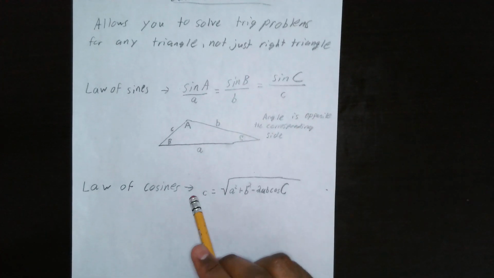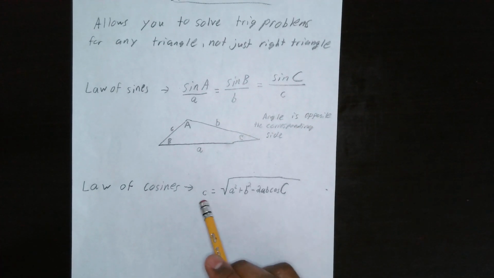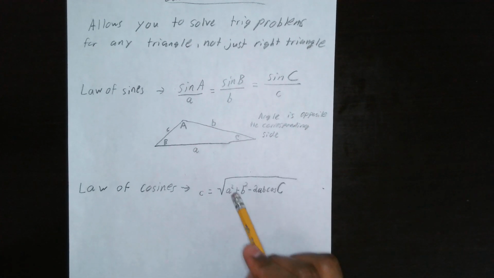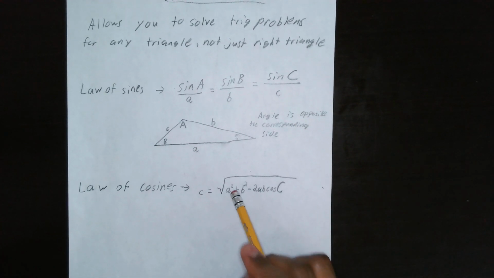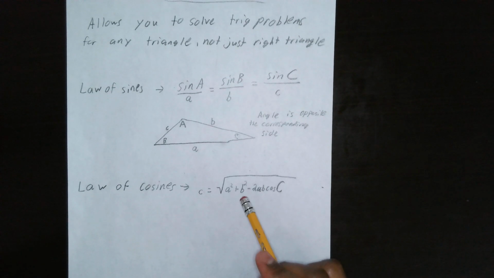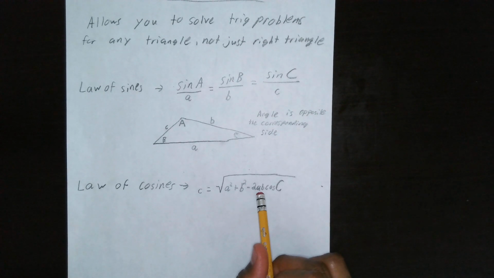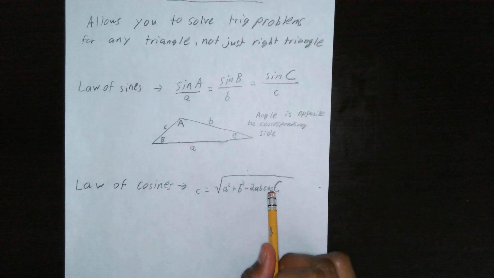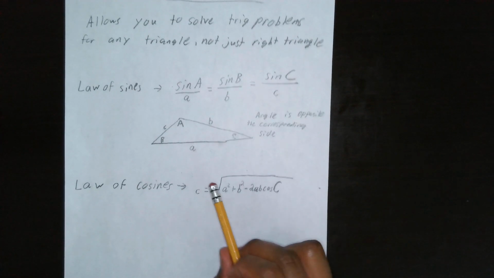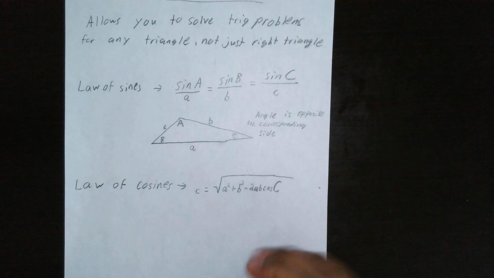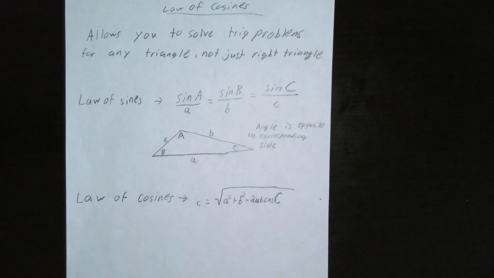Then the law of cosines states that the length of side C is equal to the length of side A squared plus the length of side B squared minus 2 times the length of A times the length of B times cosine of angle C, all under the square root. So let's look at some examples.